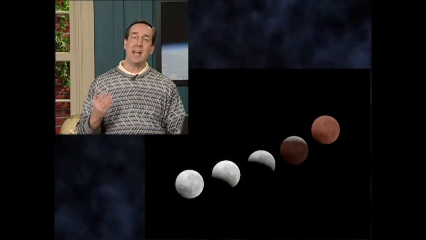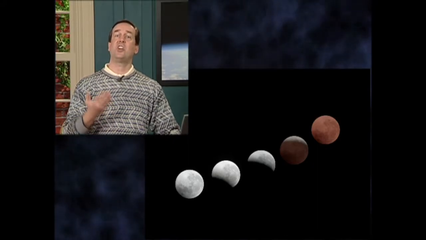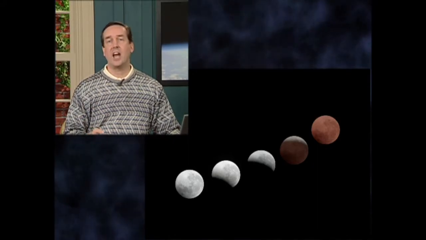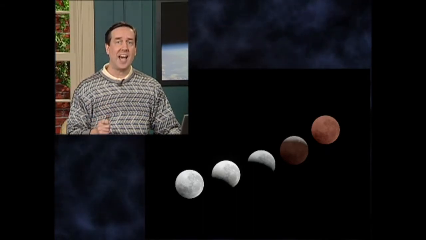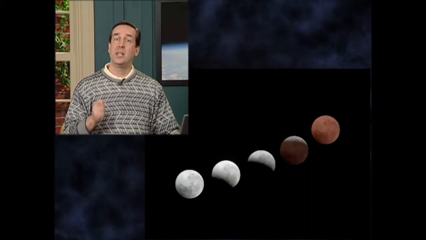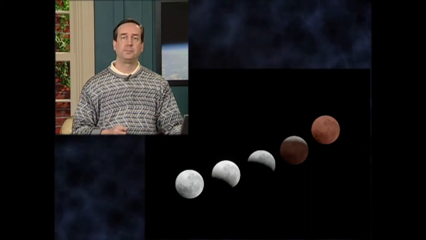And if you look at many lunar eclipses and many parts of Earth's shadow, you find that it is always curved. And Aristotle reasoned that the only shape that would always cast a curved shadow would be a sphere. And thus he concluded that the Earth was round.